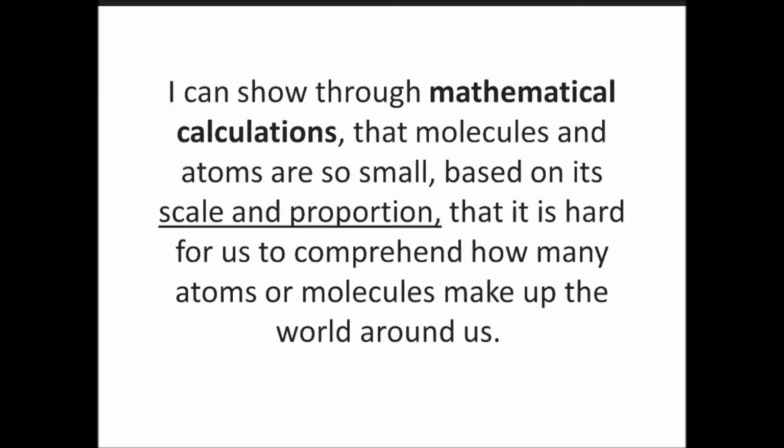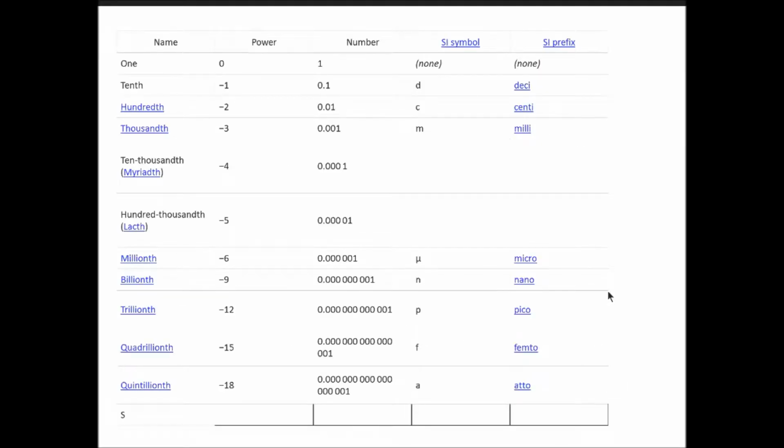Today we're going to look at mathematical calculations and show that molecules and atoms are so small, based on scale and proportion, that it's hard for us to comprehend how many atoms or molecules make up the world around us. So here are just a few units that we will use in our description today.